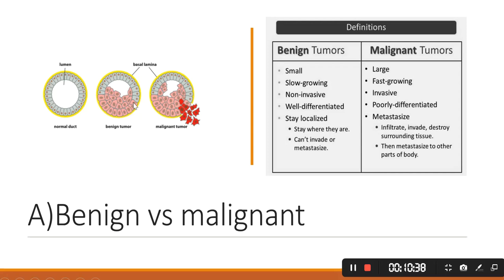Okay, these are the general features. Generally, benign tumors are supposed to be small and malignant ones are supposed to be large. But the most important point that we always have to remember is that benign tumors will always stay localized and will not metastasize, whereas malignant tumors metastasize.